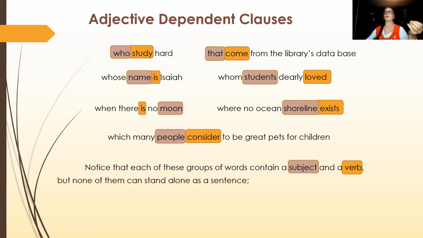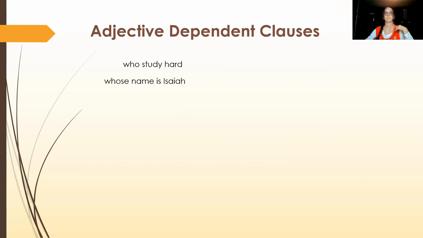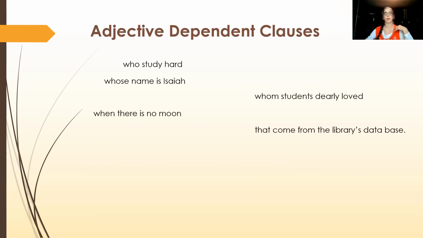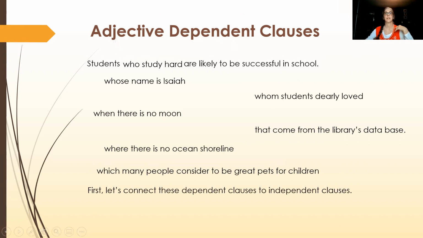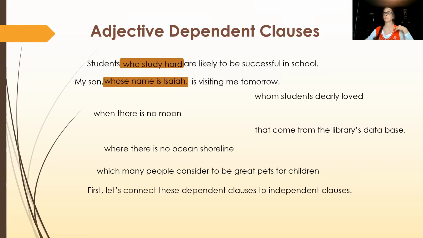Just like a dependent child needs an independent adult to care for them, a dependent clause has to be connected to an independent clause. So let's do that. There are all of our dependent clauses. Once again, let's connect them to independent clauses. Students who study hard are likely to be successful in school. So students are likely to be successful in school is my independent clause. My son is visiting me tomorrow. His name just happens to be Isaiah.